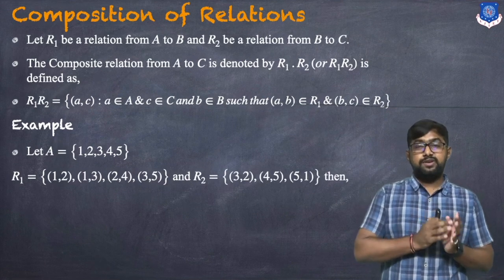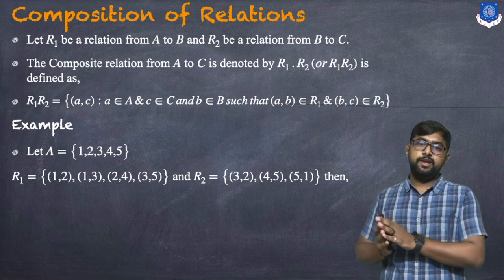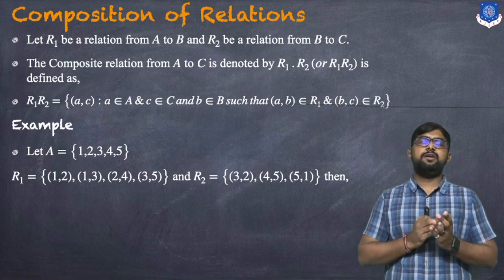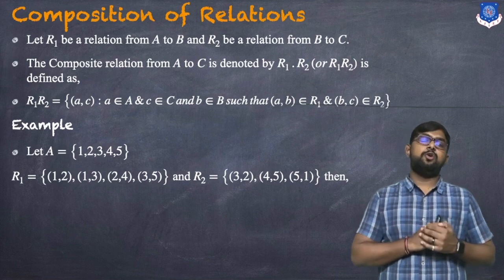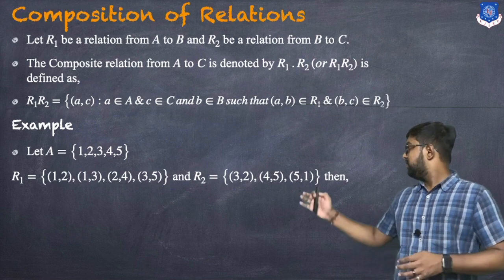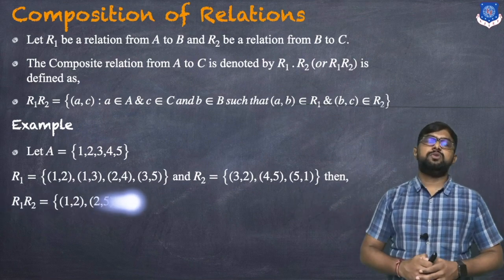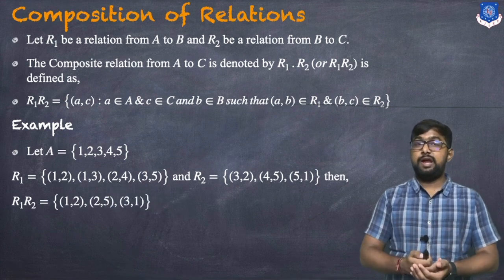Okay, so R1 is {(1,2), (1,3), (2,4), (3,5)} and R2 is given as {(3,2), (4,5), (5,1)}. Now we need to find R1 dot R2 and R2 dot R1. So first, what will be R1 dot R2? Now how to calculate this?